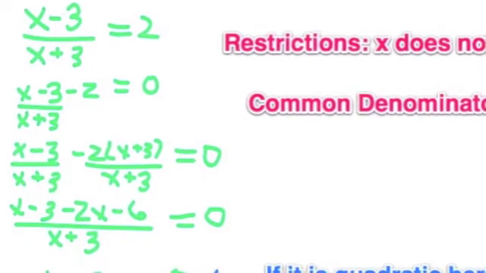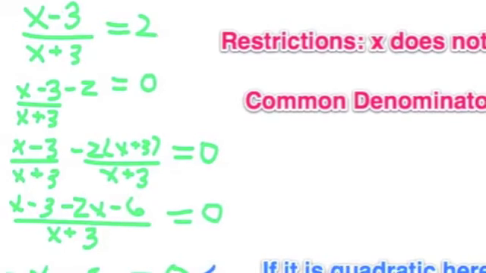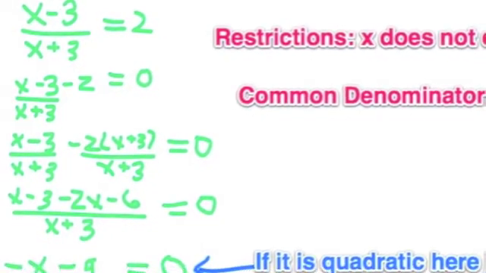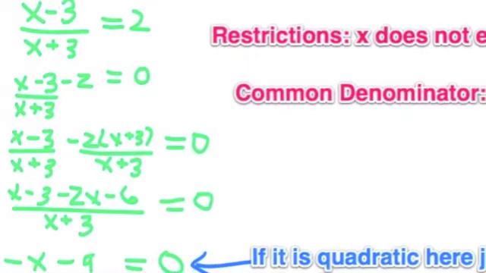To achieve this, we just multiply 2/1 by (x + 3)/(x + 3). Now we can distribute the 2 and carry out the subtraction in the numerator. Then we just need to solve for x.